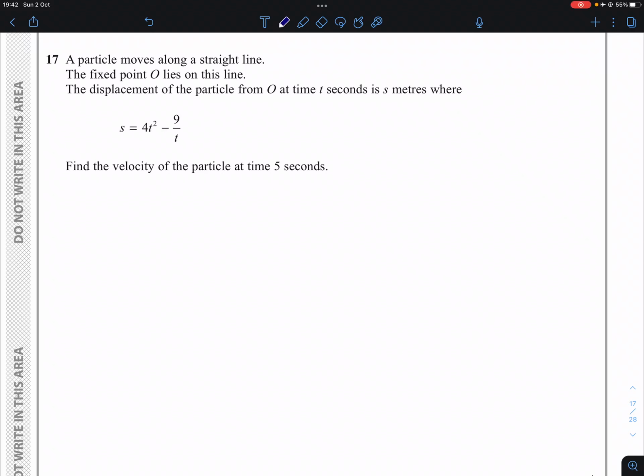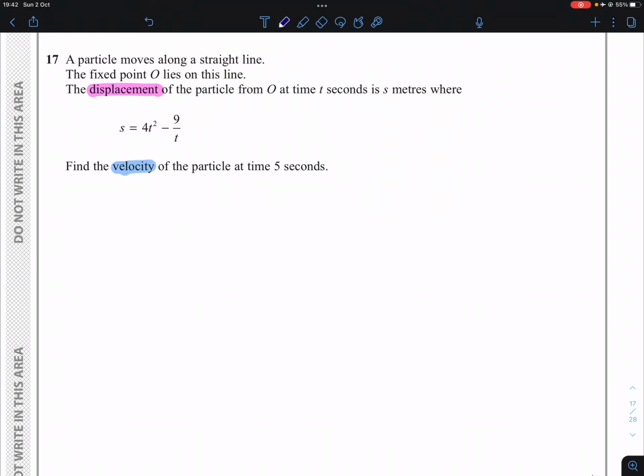Question 17. A particle moves along a straight line. Fixed point O lies on this line. The displacement of the particle from O at time t seconds is s meters, where s equals 4t squared minus 9 over t. The question asks us to find the velocity of the particle at time 5 seconds.